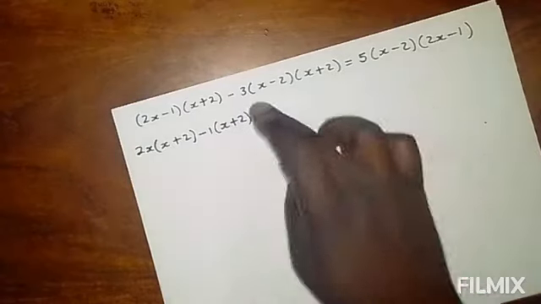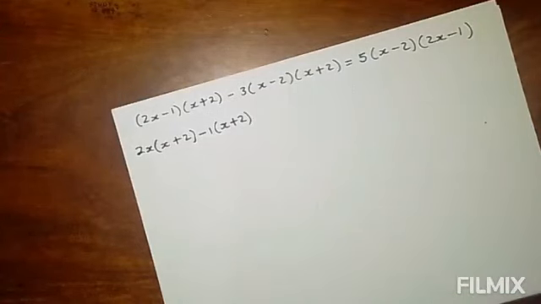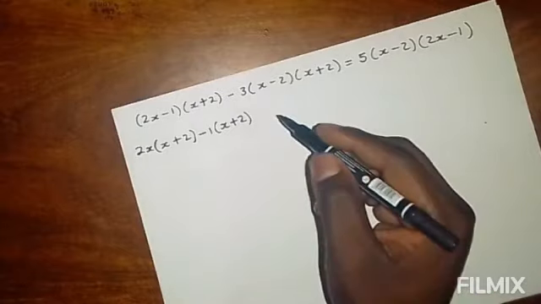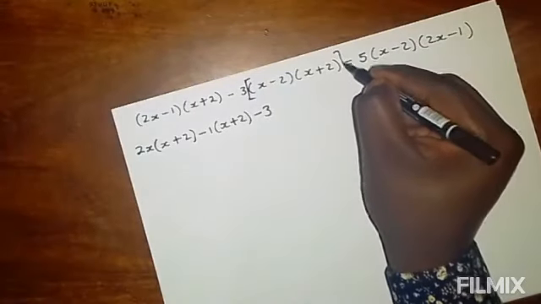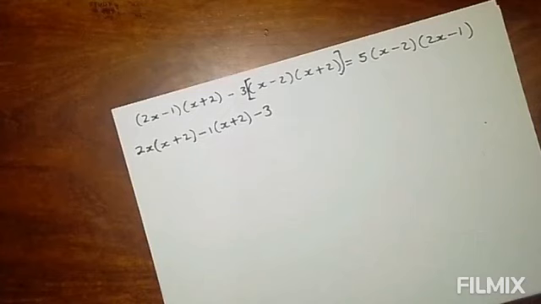Then we move on to the next expression. We would like to expand 3 times x minus 2, x plus 2, right? So the first thing to do, you have to put a big bracket here. You need to first of all multiply x minus 2 and x plus 2 before introducing minus 3 inside the bracket, right? So I have placed a big bracket so that I start by multiplying x minus 2 and x plus 2. After that, I will then introduce minus 3 inside the bracket.